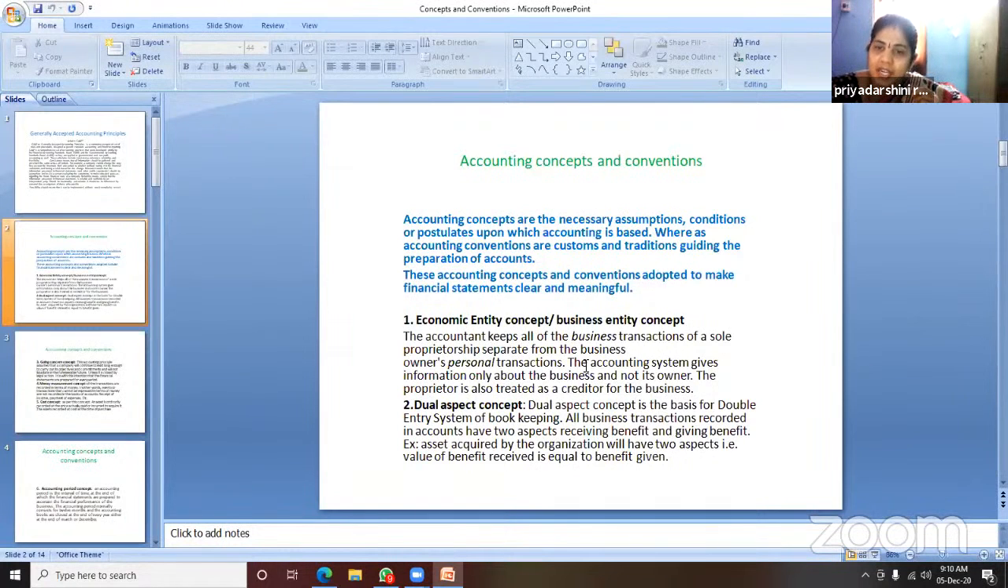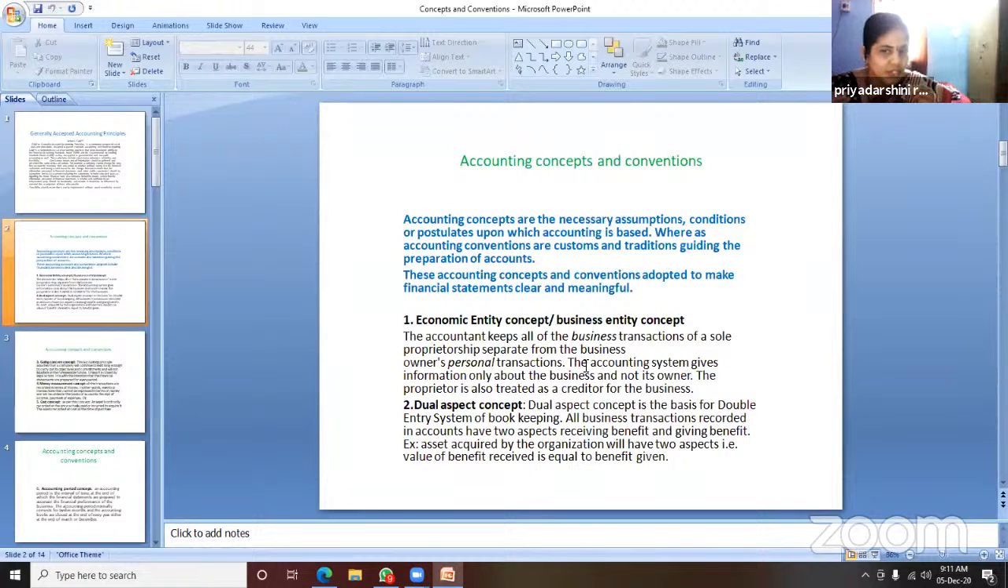Even if he is drawing any goods for his personal use, we record the transaction that some goods are deducted from the purchases. Goods are reduced from the business. We record the transaction that goods are going out of the business. If he is drawing an amount for his personal use, then also we write owner's drawing account debit to cash, as cash is going out of the business. So with this concept, we have to treat the owner separate from the business. This is regarding economic entity concept or business entity concept.